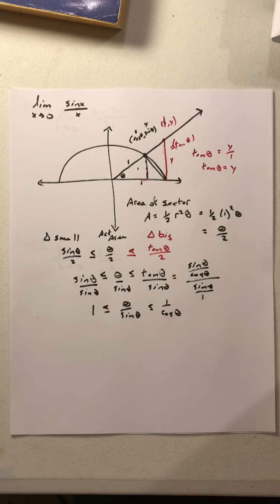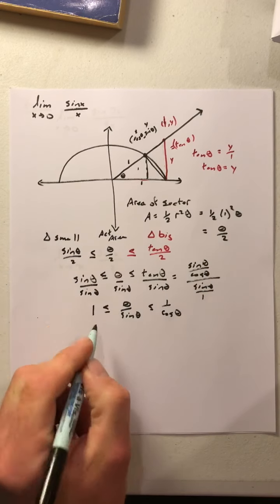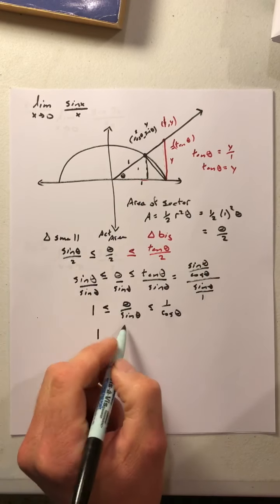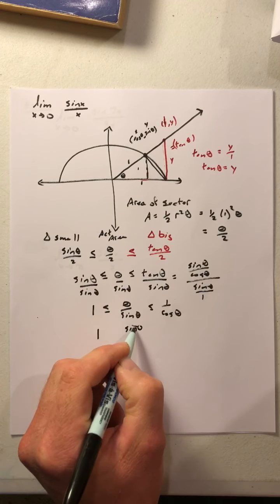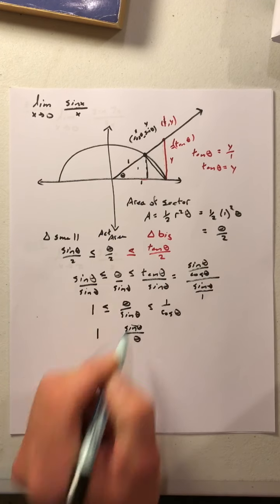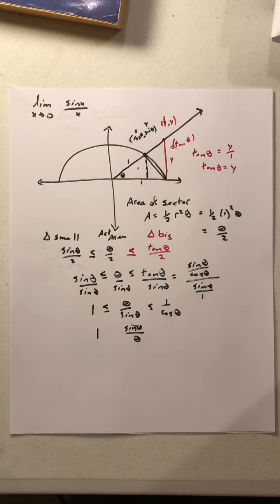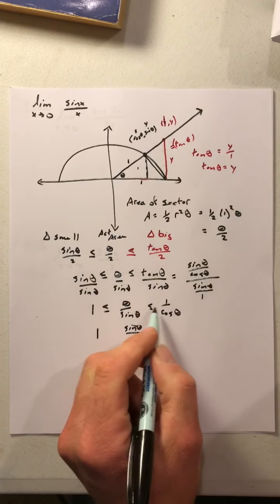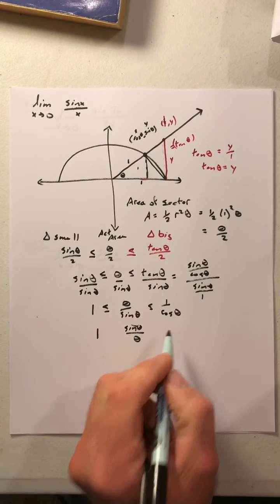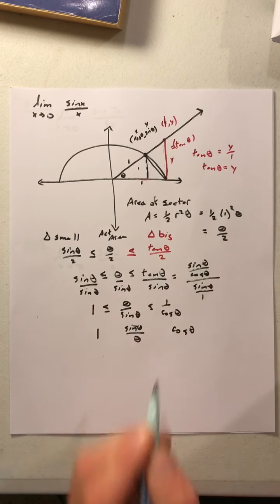From here, I can take the reciprocal of each of these pieces. The reciprocal of 1 is 1. The reciprocal of the sine of theta over theta, or theta over sine of theta, is sine of theta over theta. And the reciprocal of 1 over cosine of theta is cosine of theta.